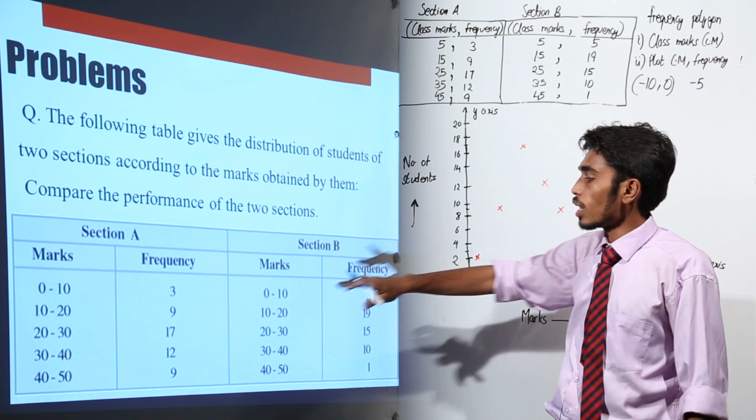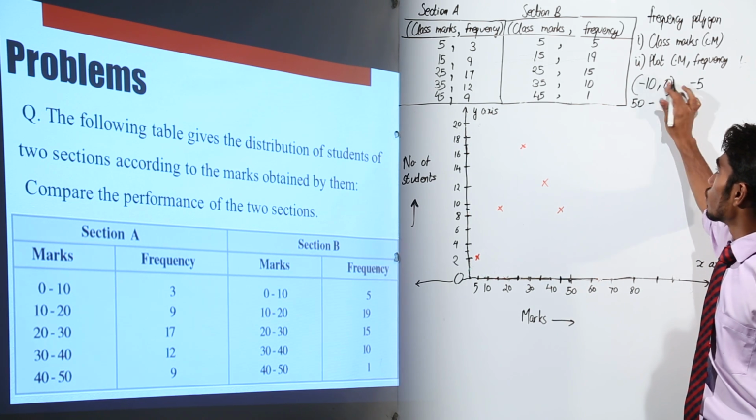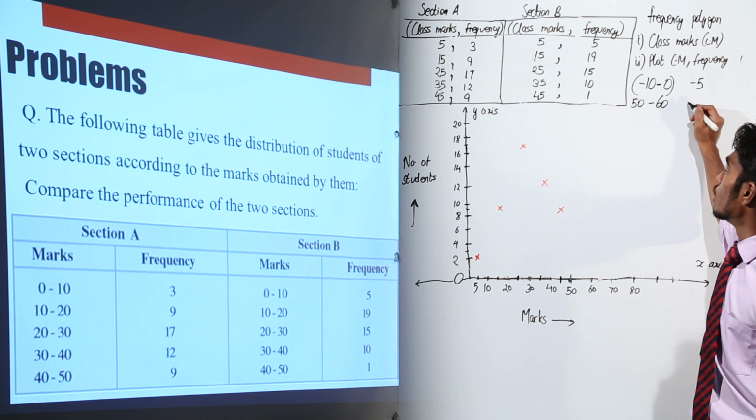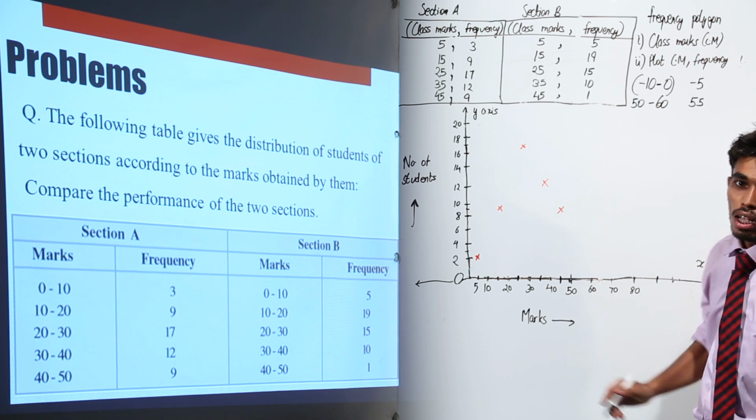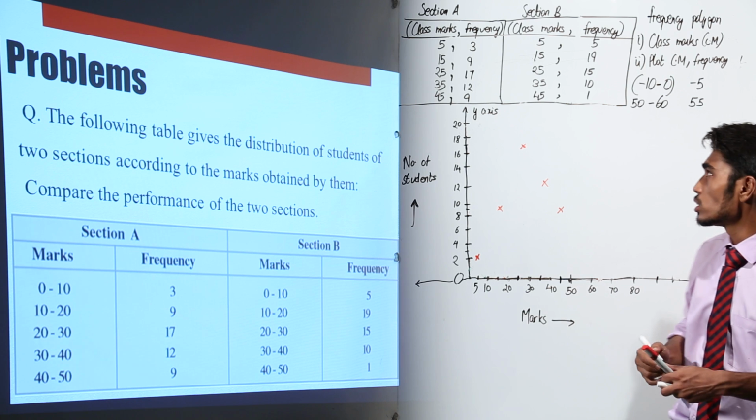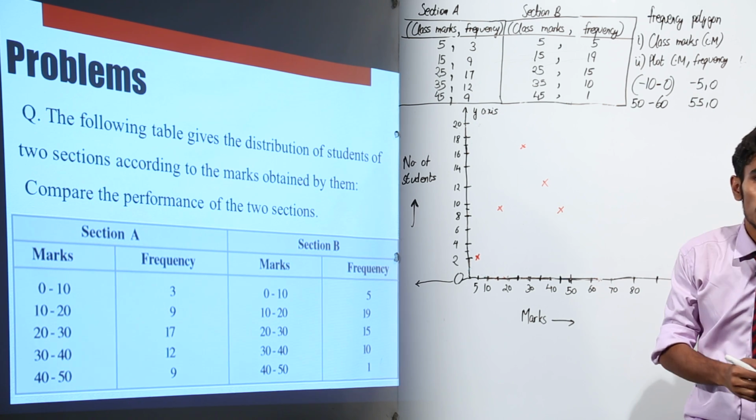Similarly, we will be adding a class interval at the end, which will be 50 to 60, right? So what will be the midpoint of this class interval? It will be 55, right? Now both these class intervals will have frequency 0 as we have discussed earlier, right? So this will become minus 5 comma 0 and this will become 55 comma 0, right?